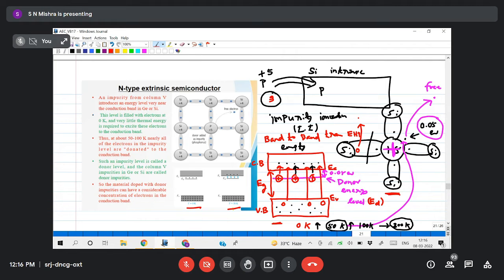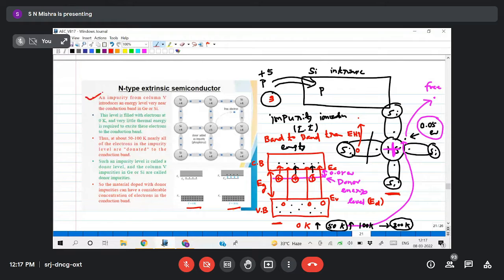In total, two types of process are happening inside the semiconductor when you consider an extrinsic semiconductor. One is impurity ionization, where one positive ion with one electron is generated. Next, band to band transition, where an electron hole pair is generated. This electron hole pair is generated due to the breaking of the covalent bond.